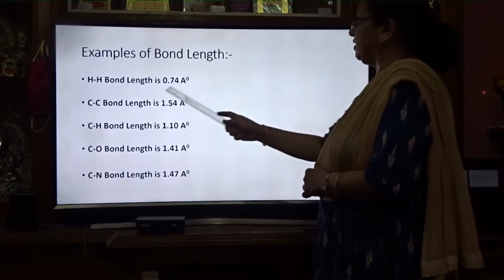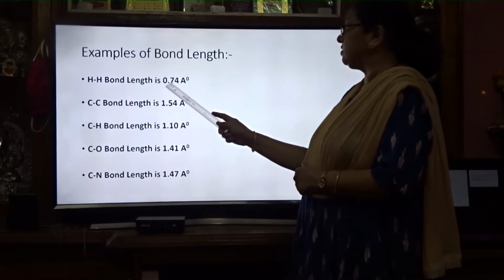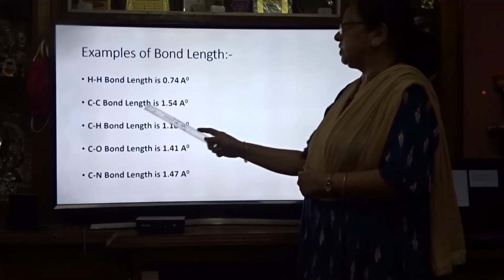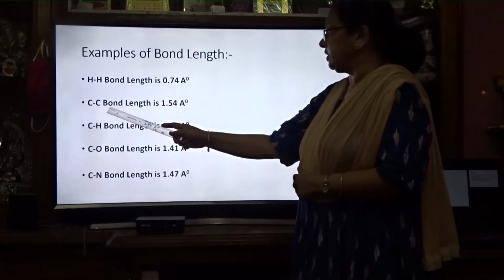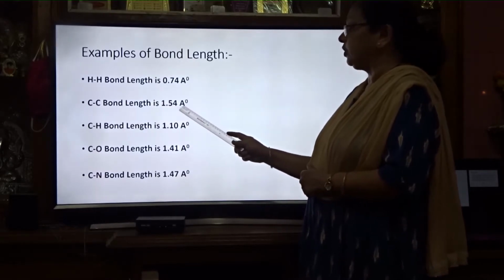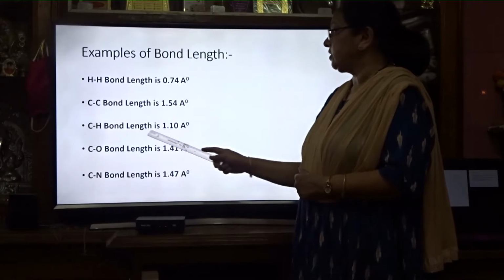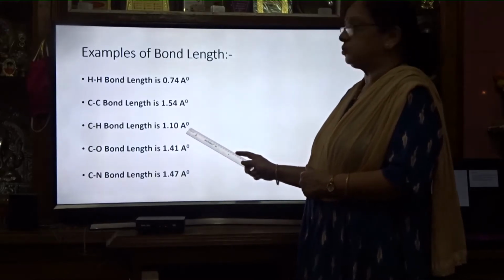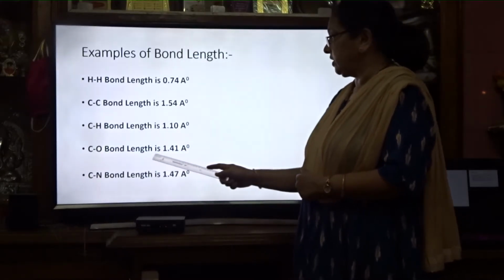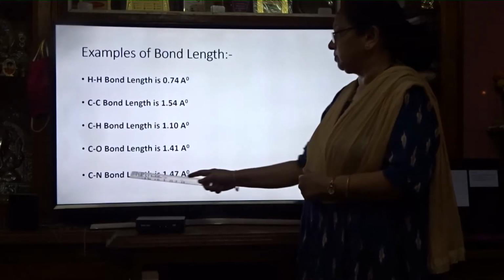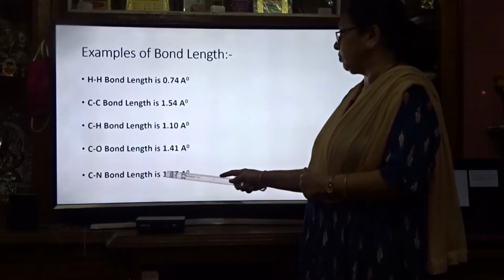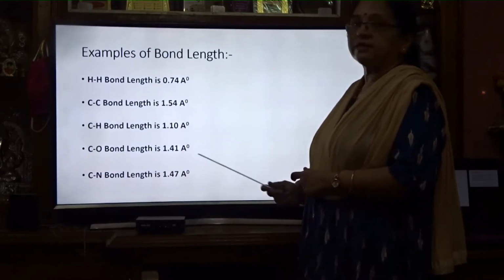Examples of bond length. Hydrogen bond length is 0.74 angstrom. C-C bond length is 1.54 angstrom. C-H bond length is 1.10 angstrom. C-O bond length is 1.41 angstrom. C-N bond length is 1.47 angstrom. These are the examples of bond length.